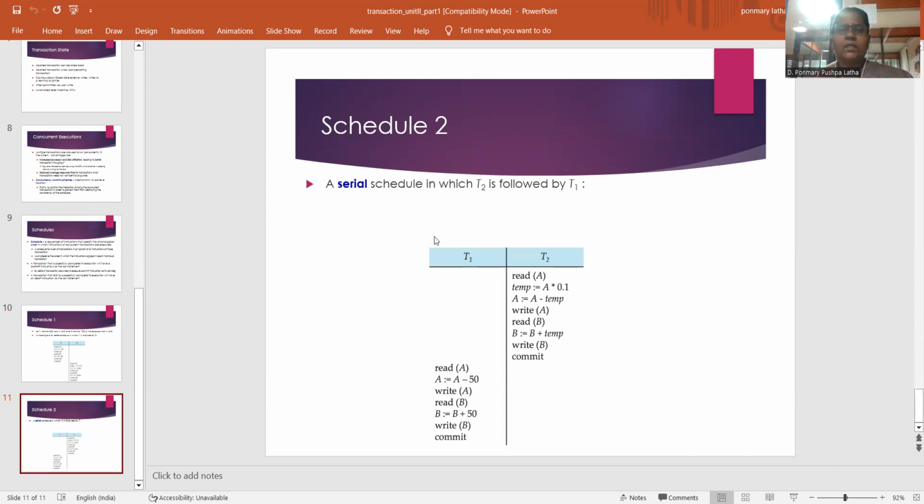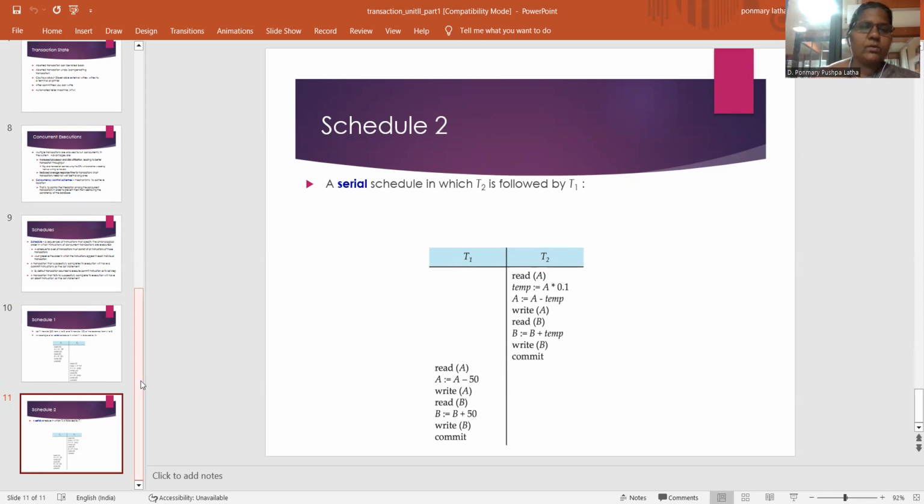Here, first T2 is completed. The schedule we have given is T2 followed by T1. That is, 10% is transferred from A to B. That is done first. We are committing that one. Then $50 is transferred from A to B. So that we are doing second. This is the way we are doing the schedule operation.